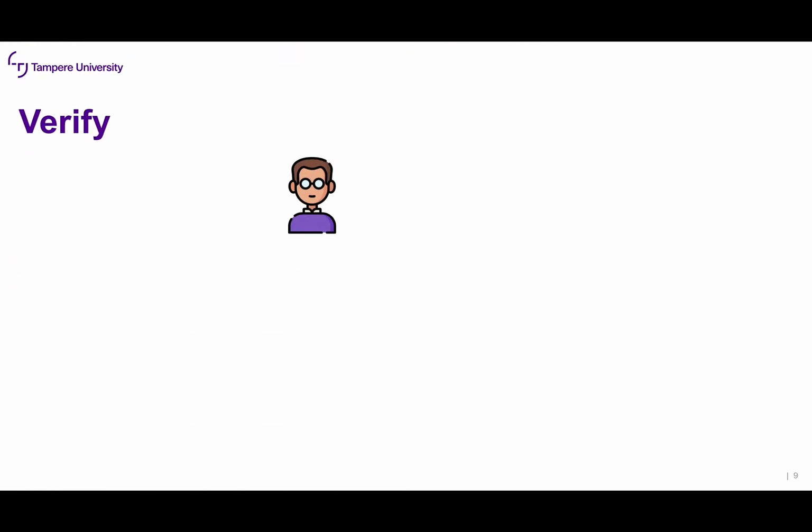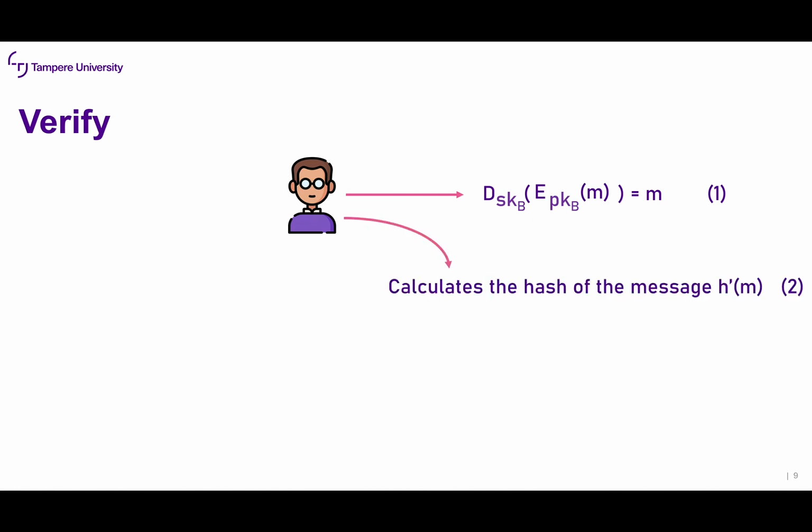So let's see how the verification algorithm works now. Bob receives the signature and the ciphertext of M from Alice. In the beginning, Bob will have to use his secret key to decrypt the ciphertext of M. So first he uses his secret key, sk of Bob, to recover M. Then he calculates on his own the hash of M that he decrypted, which results in, let's say, H prime of M.